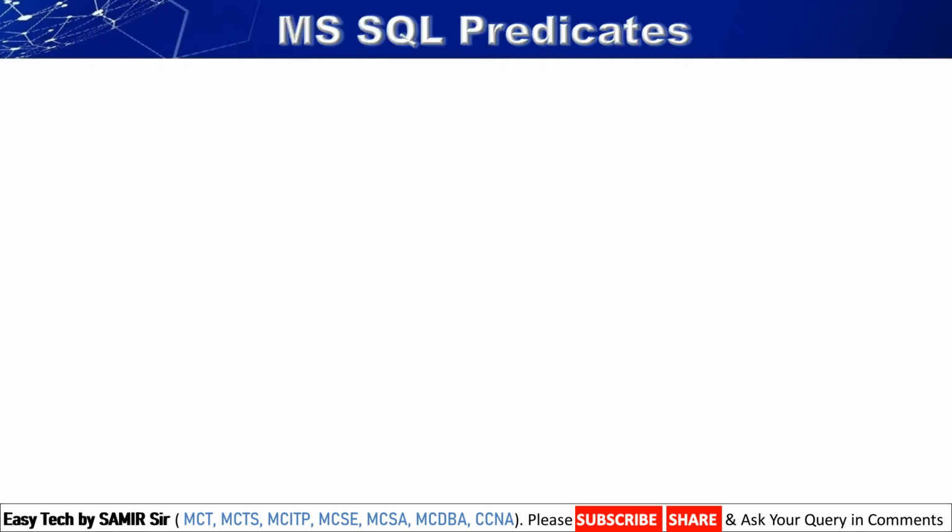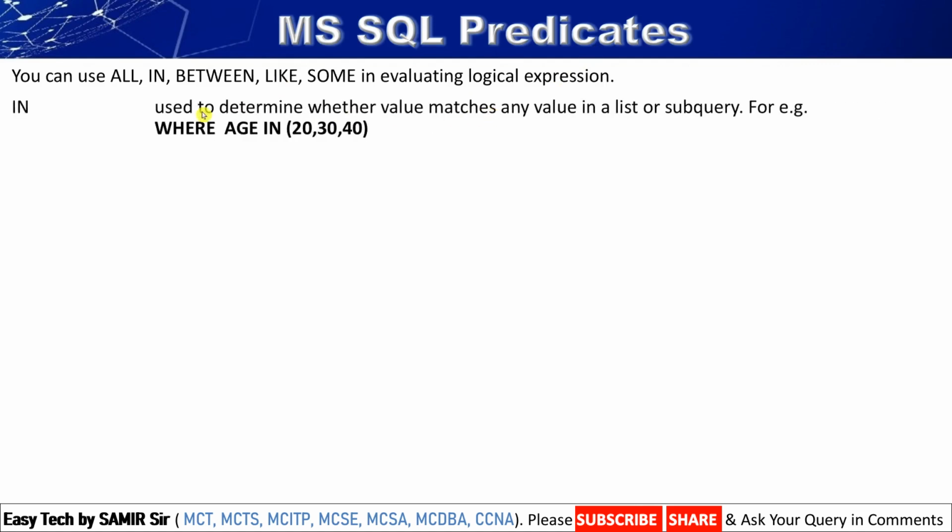And the last is MS SQL predicates. Whenever you want to search somewhere in between the string, there are operators like IN, ALL, BETWEEN, SOME. These are some of the logical expression predicates. IN can be used for determining values which match the condition. For example, when you say where age IN 20, 30 or 40, it is equivalent of saying three conditions, where age is equal to 20, or where age is equal to 30, or where age is equal to 40.